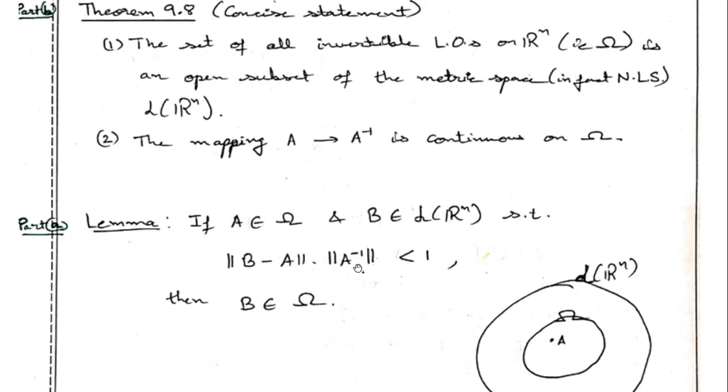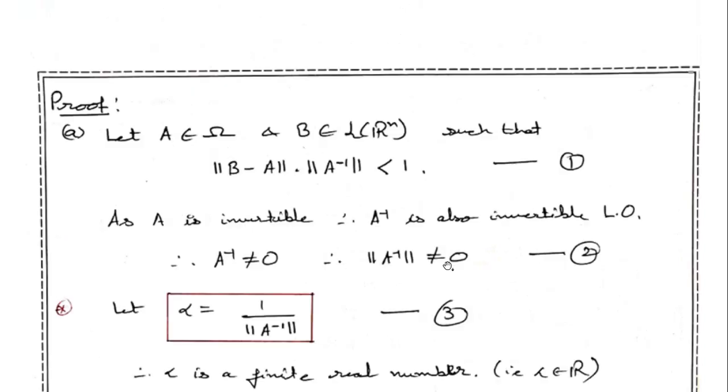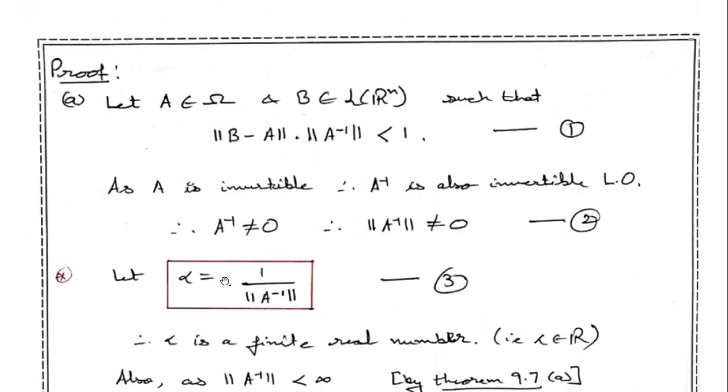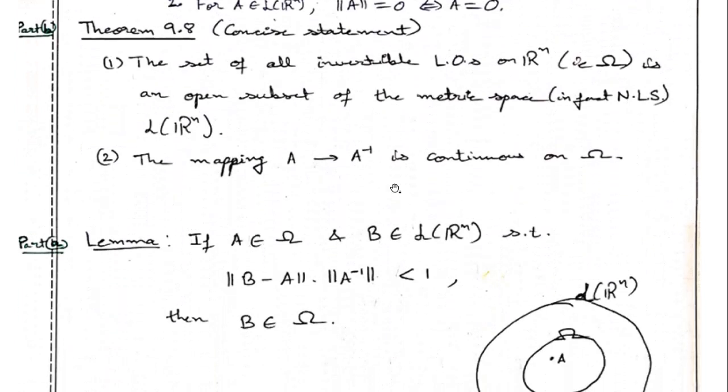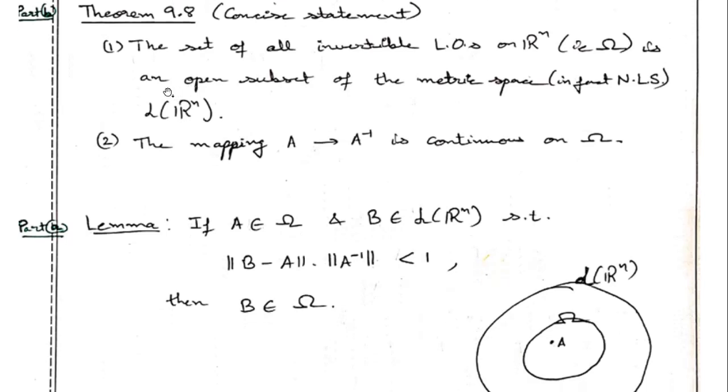In this condition, if you recall the proof, we had considered the reciprocal of this as alpha, and therefore this hypothesis condition could be rewritten as norm of b minus a is less than alpha, because 1 upon this one is alpha. So we put alpha equal to 1 upon norm of A inverse, and rewrite it as norm of b minus a is less than 1 upon norm of A inverse, that means alpha. So this condition is useful for proving our second part also. And now let us see what the second part comprises of.